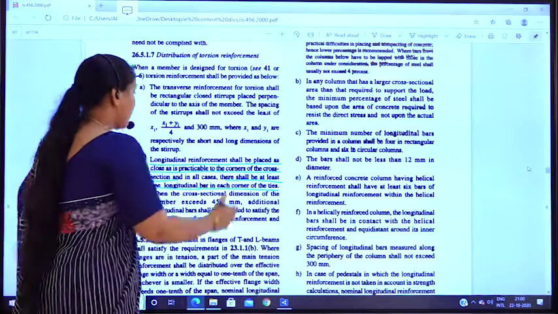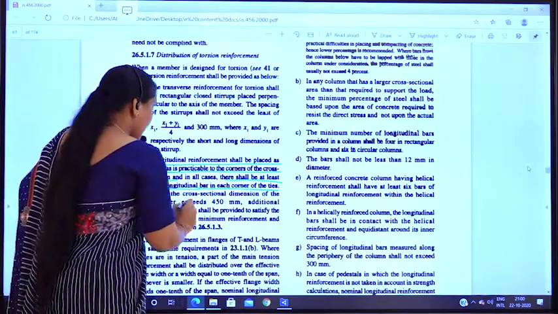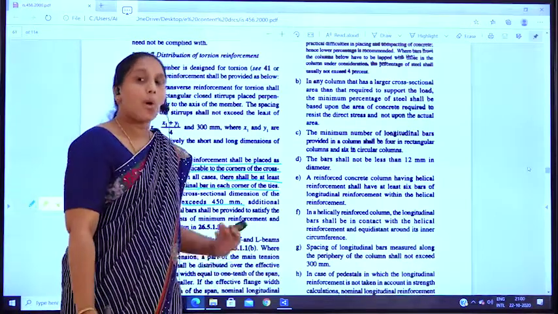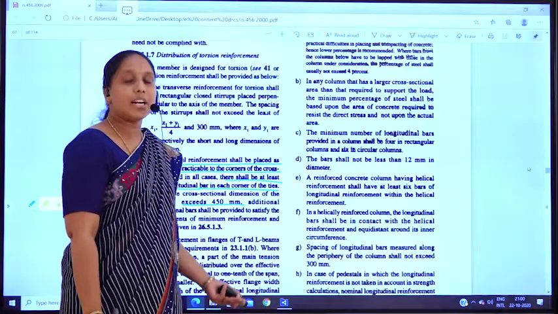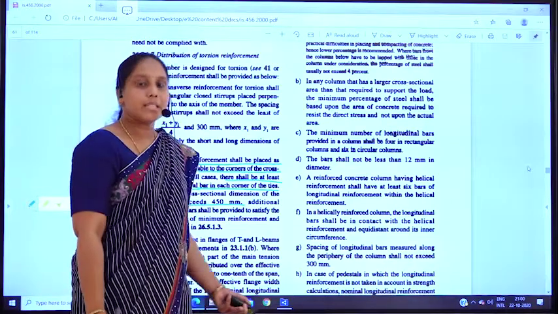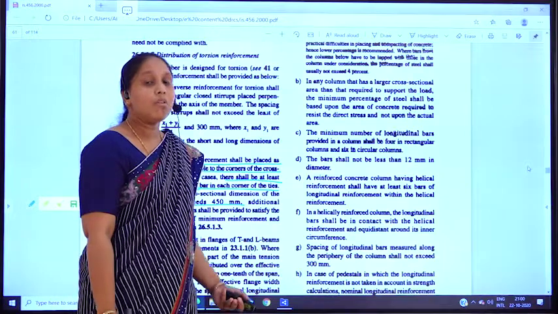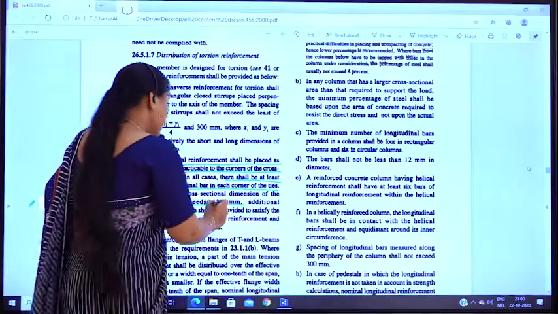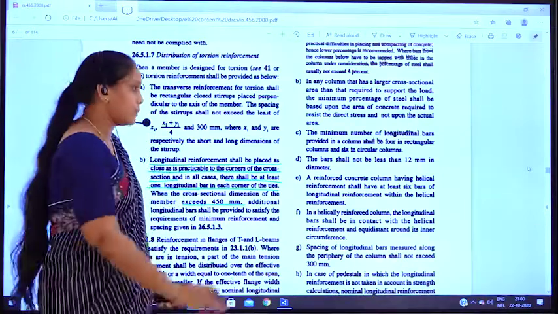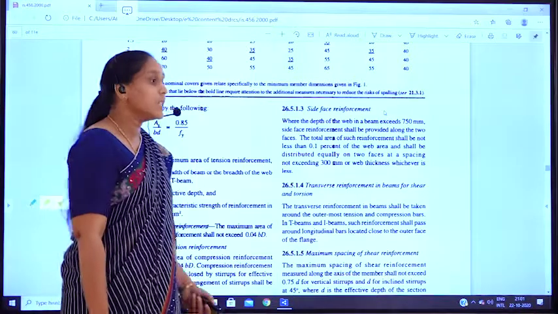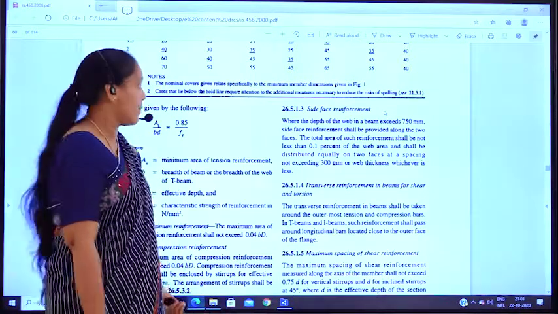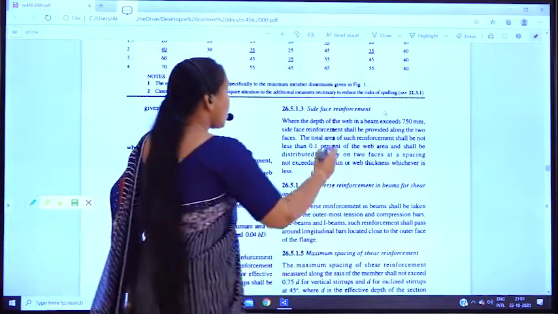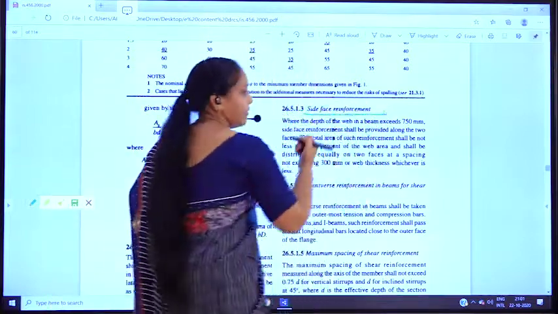And if the depth of the beam exceeds 450 mm, then you have to provide an additional reinforcement, and that additional reinforcement is called the side face reinforcement. Now how much side face reinforcement do you have to provide when the depth is more than 450 mm? Let us see that. If the depth of the beam is above 450 mm, then we have to provide the side face reinforcement.